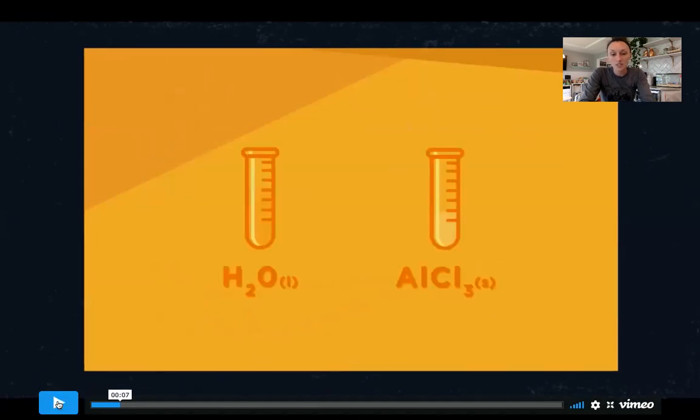All right, so in this first example, you've got water, which is a liquid. Water molecules are not ionic. They don't ionize. They're going to stay together as water molecules. And then you have aluminum chloride, which is a solid.